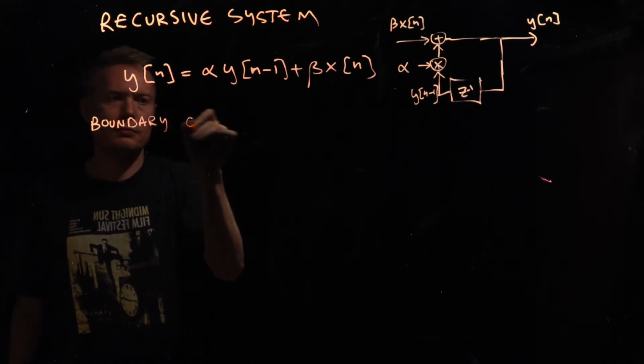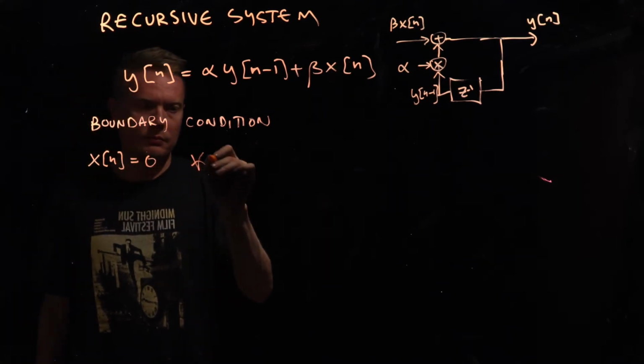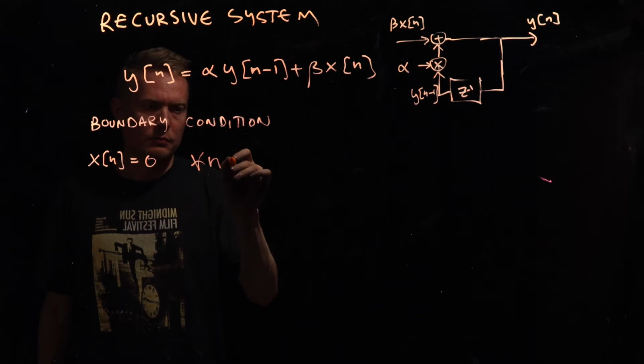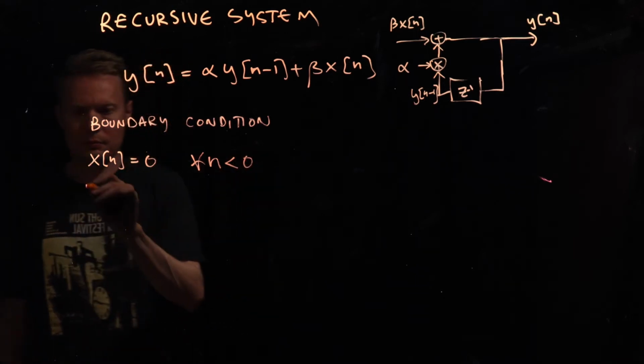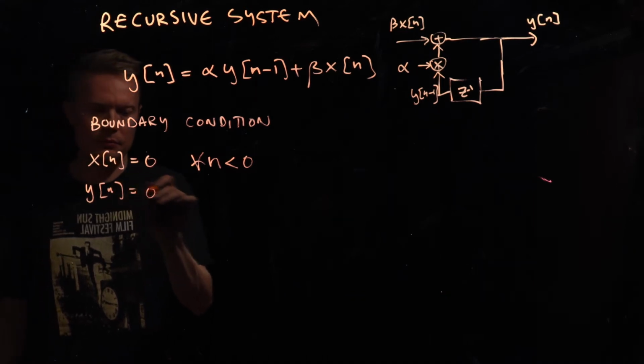In order to determine the output of the system y of n, we need to define a boundary condition. In this case, the boundary condition will be that the input signal x of n will be zero valued for all negative values of n. We will also require that the output signal y of n is zero at negative infinity.